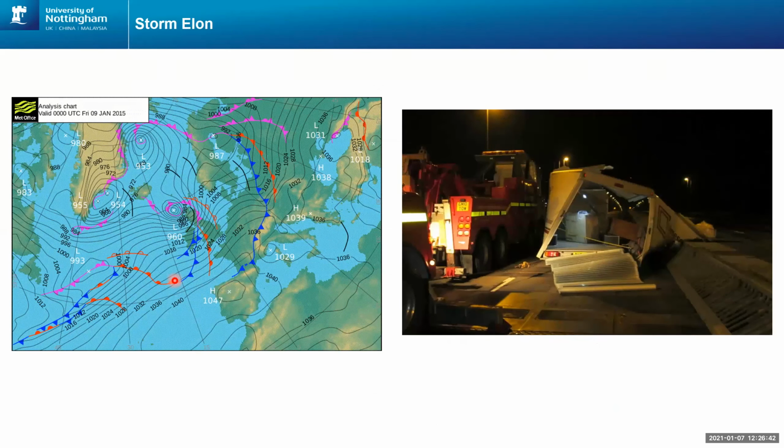Well, there was a big storm. It was Storm Elon. It was a big storm, but it wasn't anything atypical for a North Atlantic depression. It did cause a lot of damage in Scotland, a lot of vehicles blown over, including this vehicle here, which was blown over on the Forth Road Bridge, coincidentally at 36 minutes past midnight. And just to highlight in this synoptic chart, the black line that represents a convergence line, which could be of interest in explaining what's going on.